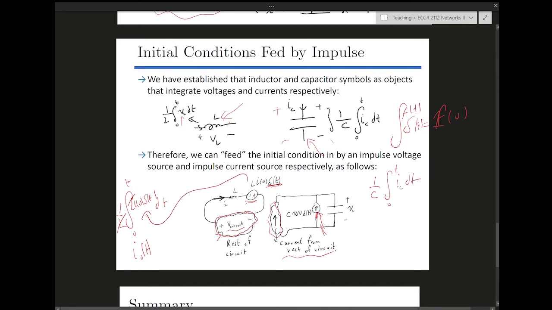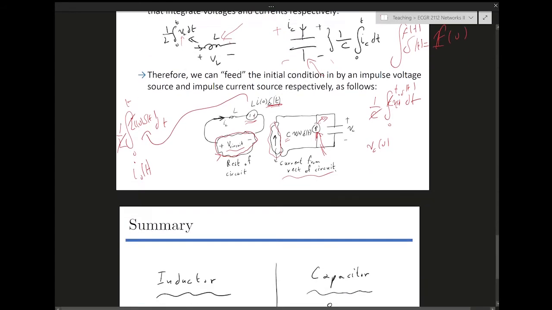The current coming from the circuit does its thing. We don't care about that. But the current coming from this extra impulse shows in here. So this is C VCO delta t. C cancels with t with c. That's why I added the extra c. And then I end up with the VCO outside, and then integral of delta t is just 1. So this is how I get the initial condition injected into the capacitor model in the S-domain.